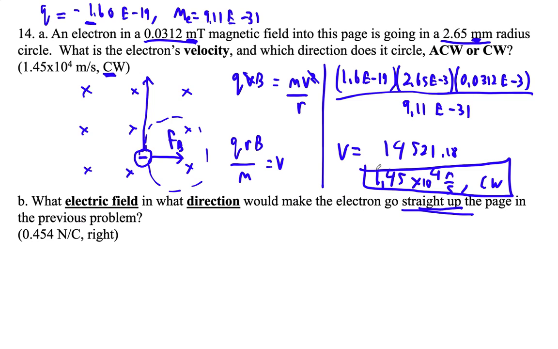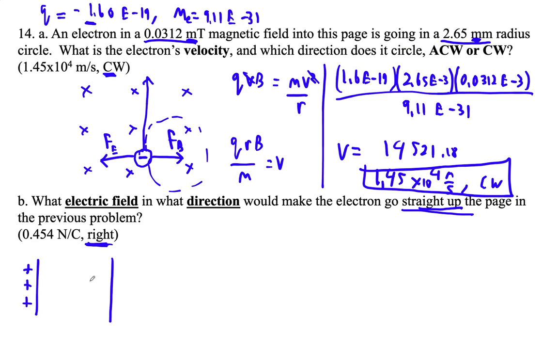Now here's the question. What electric field in what direction will make the electron go straight up the page? So what we need is an electric force to the left. Now, to get an electric force to the left on an electron, we have to have an electric field that's to the right. Let's think about why this is.